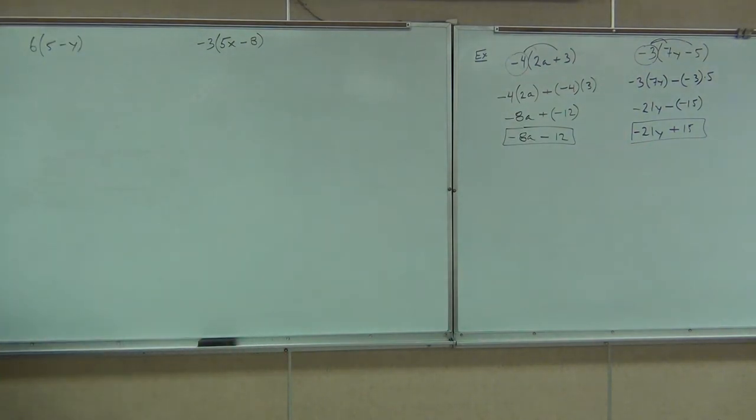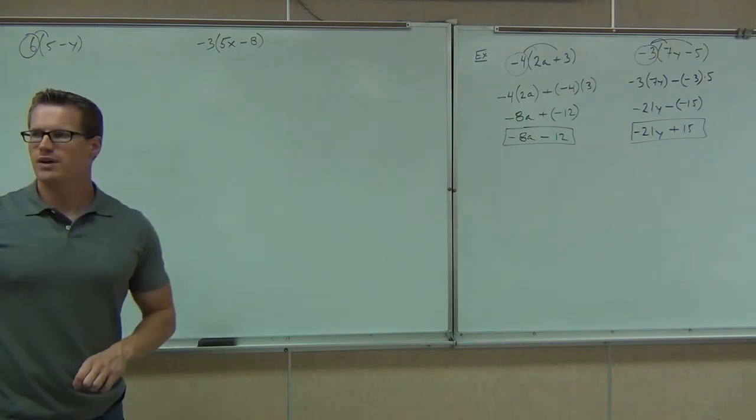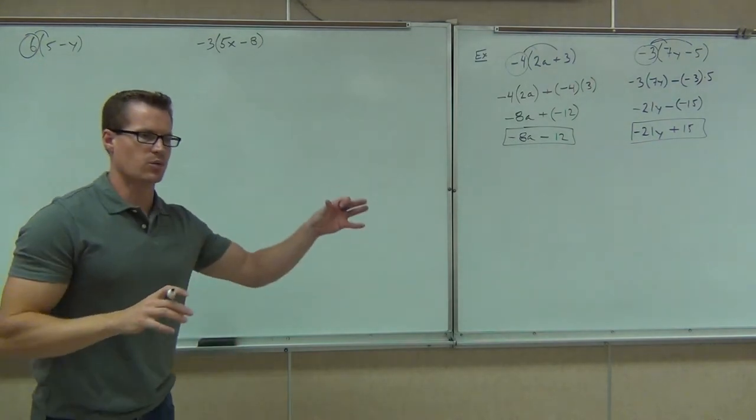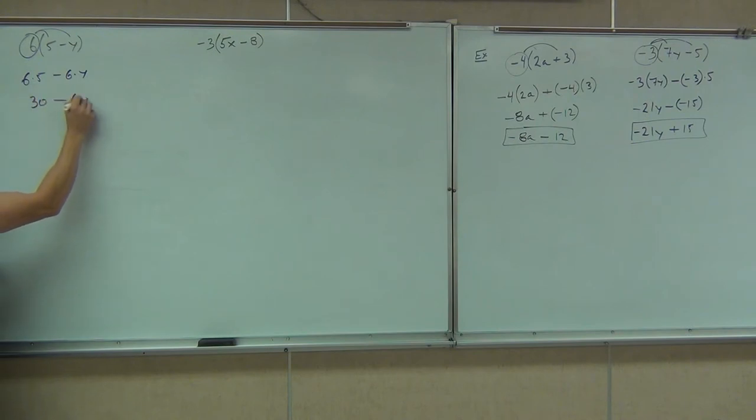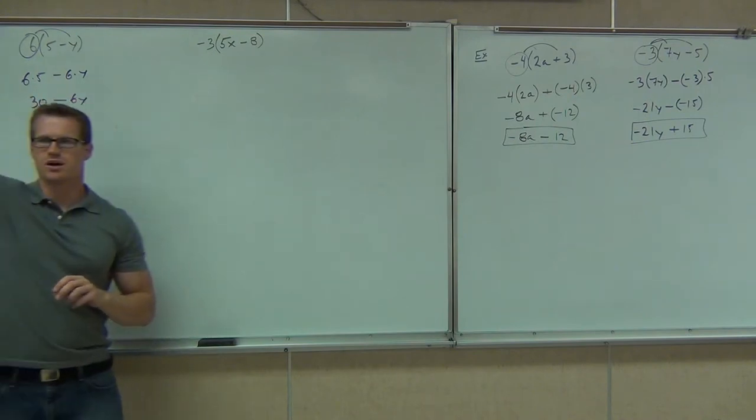So let's look at the first example. What number are we distributing, folks? 6. I'm going to circle the 6. Is it going to the first one, the second one, or both of them? Both. So we'll do this piece by piece. I'm going to show you both ways for now, but eventually I'm just going to stick with the quick way. So the first way is you go 6 times 5 minus 6 times y. You should get 30 minus 6y. How many people got 30 minus 6y?